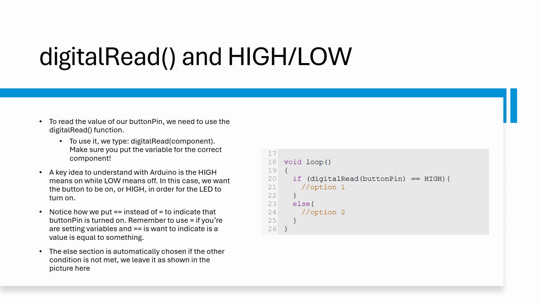In Arduino, high means there is voltage and something is turned on. Alternatively, low can be used to check if there is no voltage and the component should be turned off. Also, make sure to use double equal signs here, not a single equal sign. We only use one equal sign to create a variable.